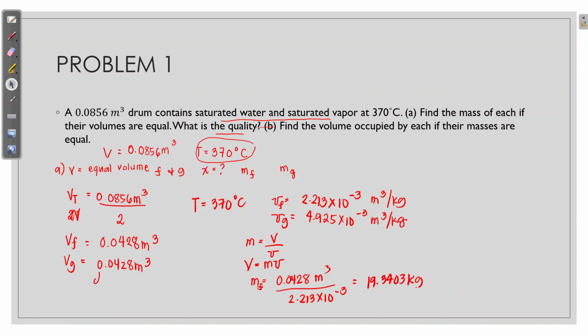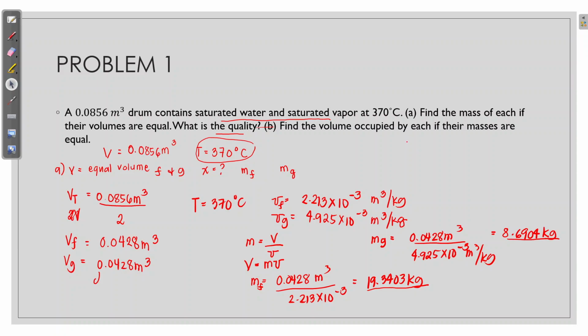19.3403 kilogram. Pag pupunta naman tayo mag-compute for mass ng saturated vapor or mg, so 0.0428 meter cube divided by 4.925 times 10 raised to negative 3 meter cube per kilogram. So, ang lalabas dito ay 8.6904 kilogram. So, yan yung mass. Meron na tayo, mass of each, mass ng fluid or saturated water at saturated gas.